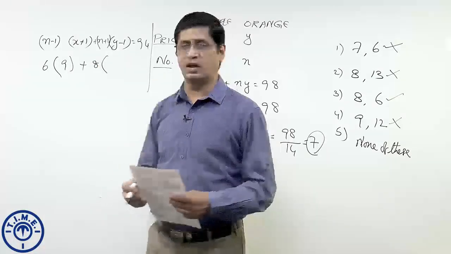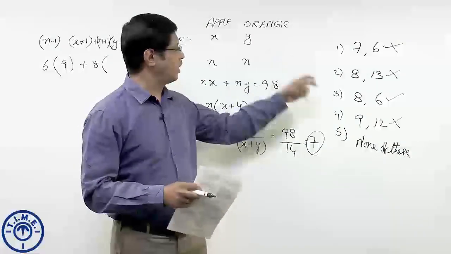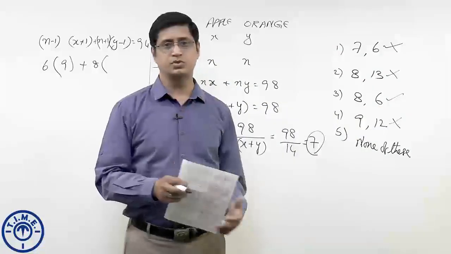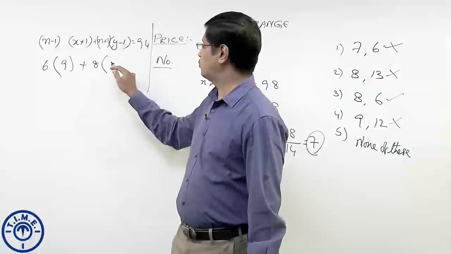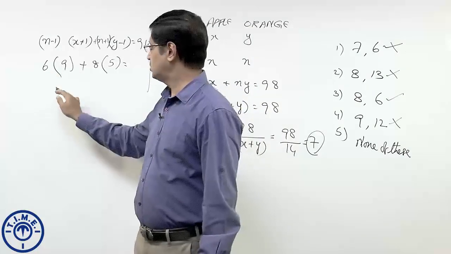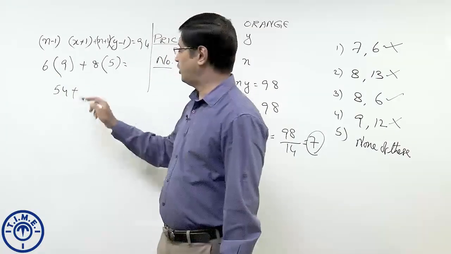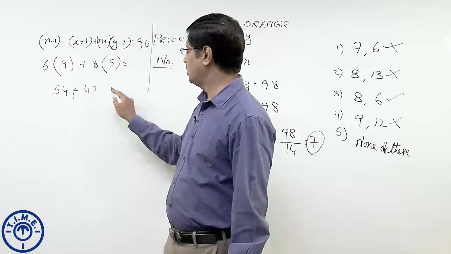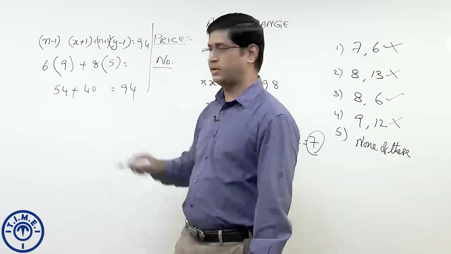So, y minus 1. What is the value of y? Y is an orange value. Orange is equal to 6 rupees. So, 6 minus 1 results in 5. Simplify: 9 into 6 is 54, and 8 into 5 is 40. Now, the sum of these two is equal to 94.